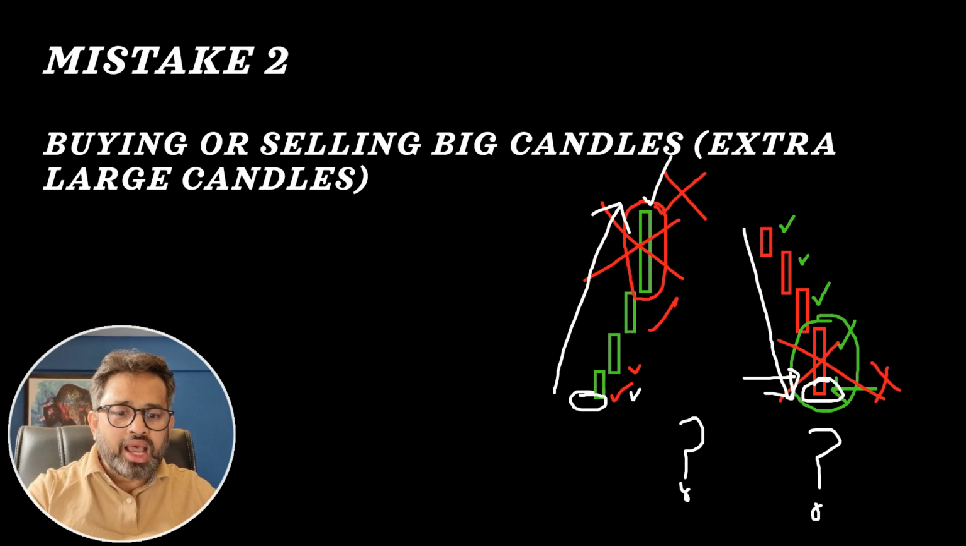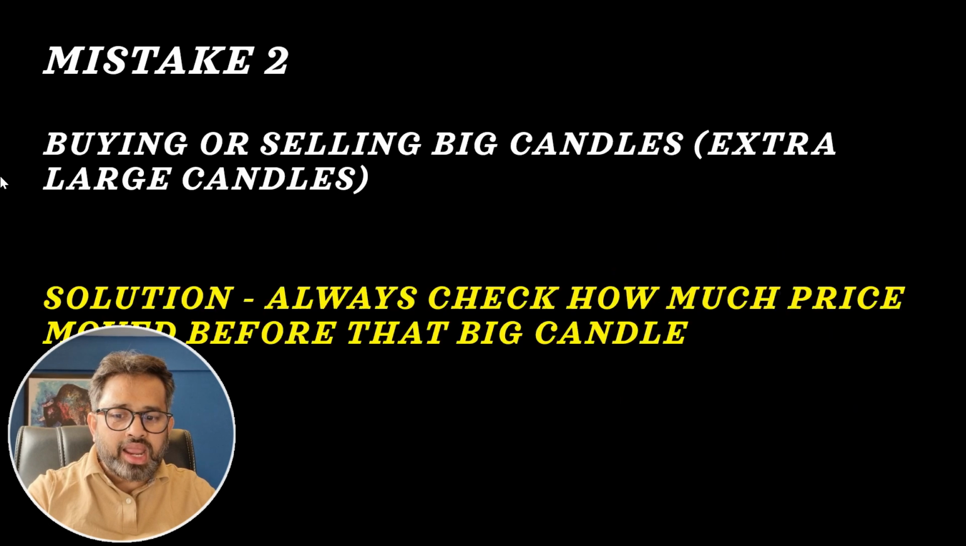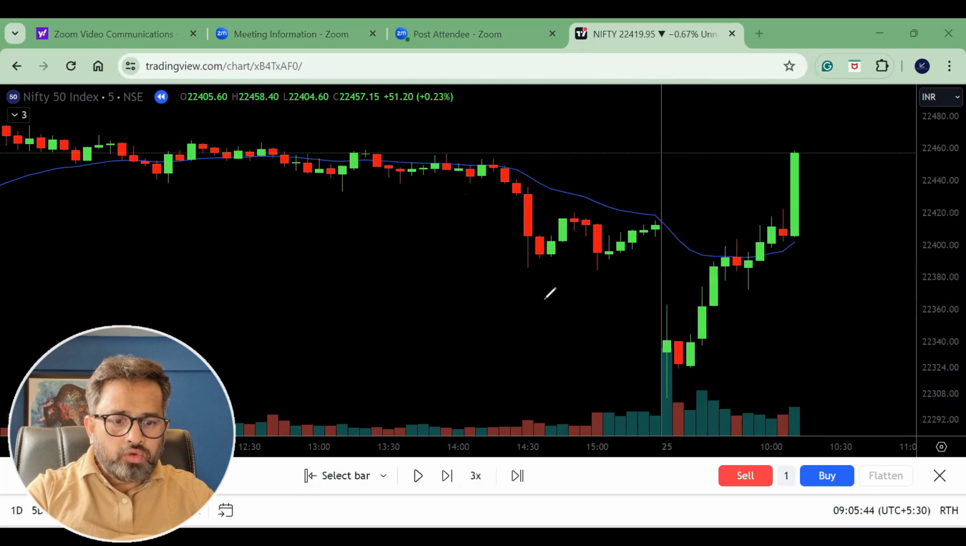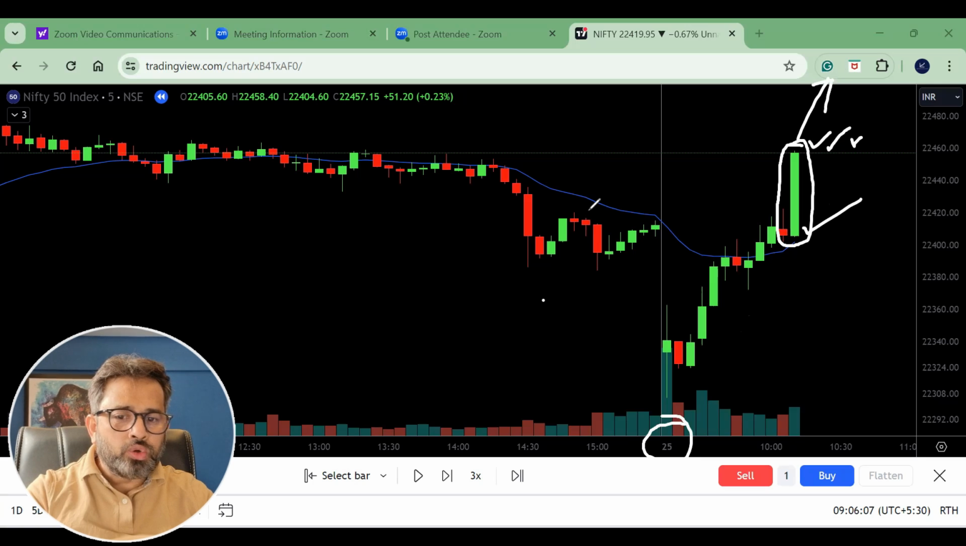Okay, so that is what I said. The solution is always check how much price moved before that big candle. Now let us see a few examples. For example, look at this chart. This is the latest example of 25th April. Nifty opened with a big gap down and started going up, and finally it made a huge bullish candle here, right? Many option buyers must have jumped in here thinking it's a bullish sign. Look at the big bullish candle. They thought now it will keep going up, and they aggressively started buying call options.